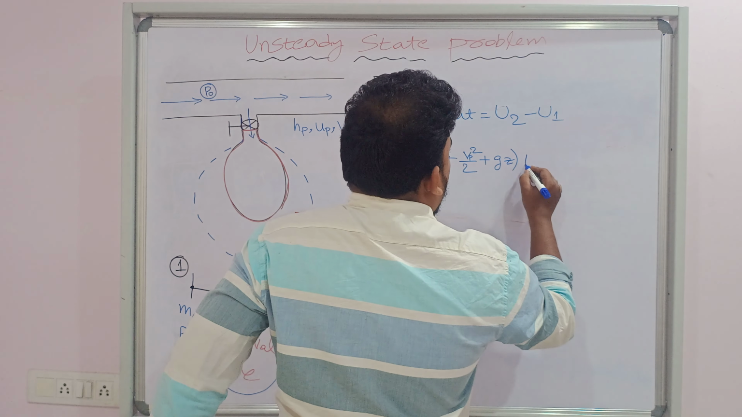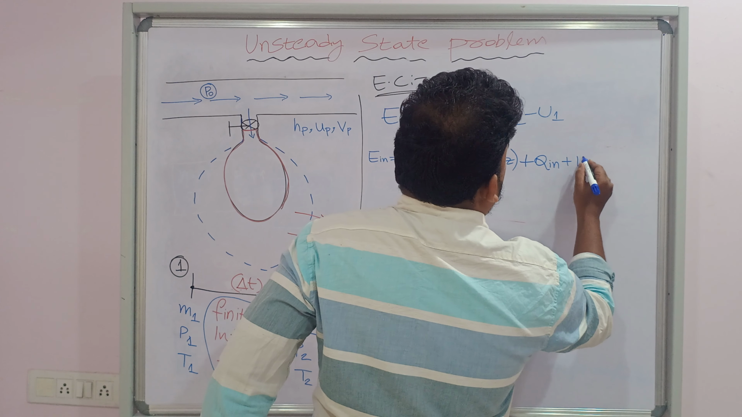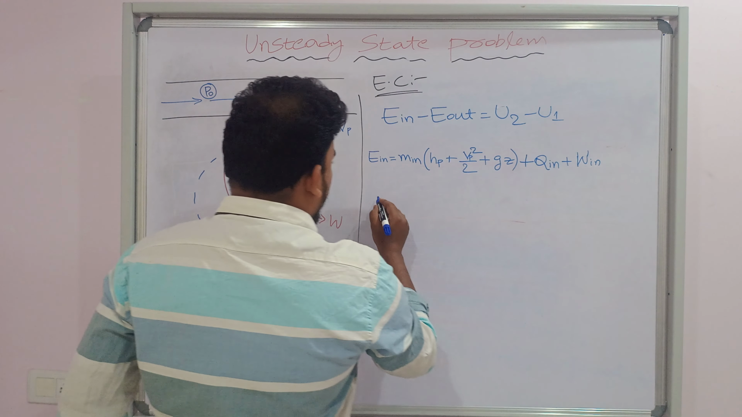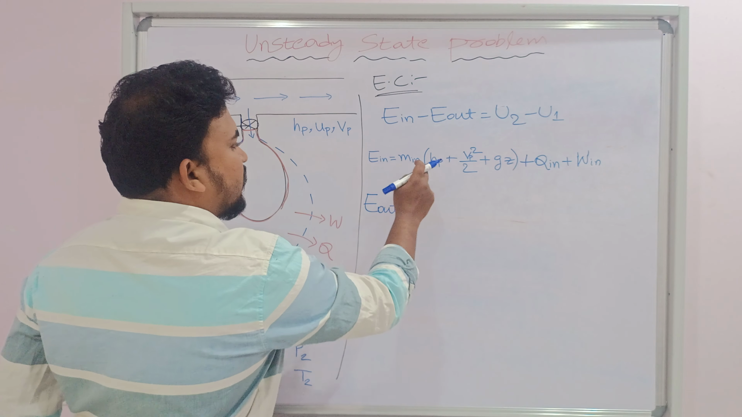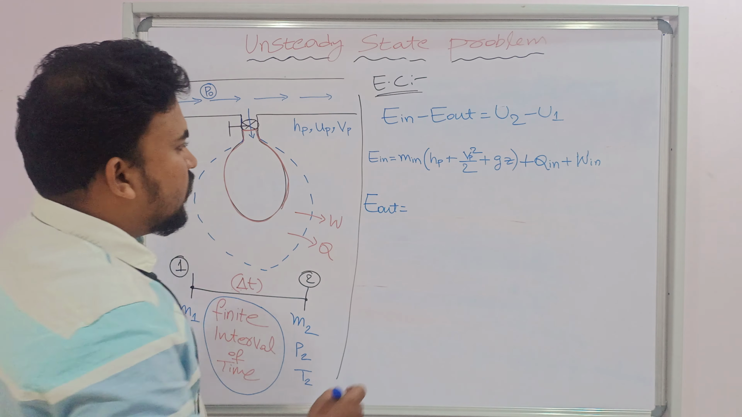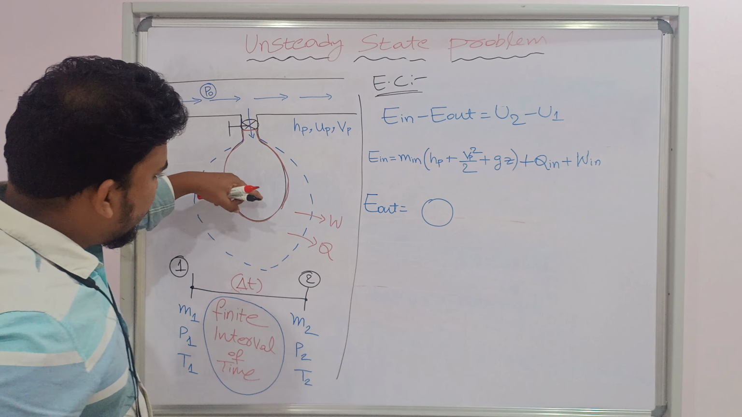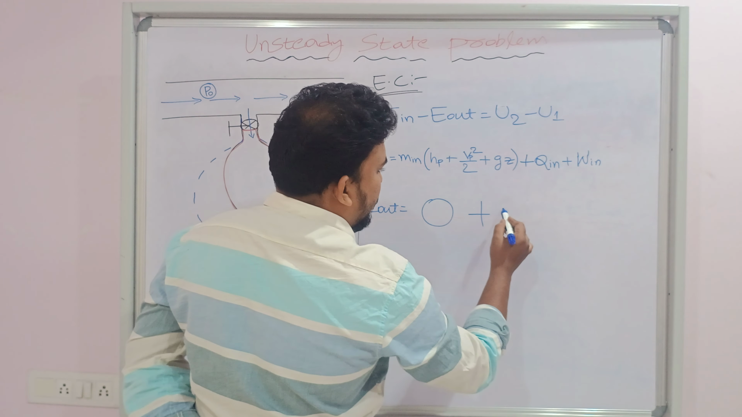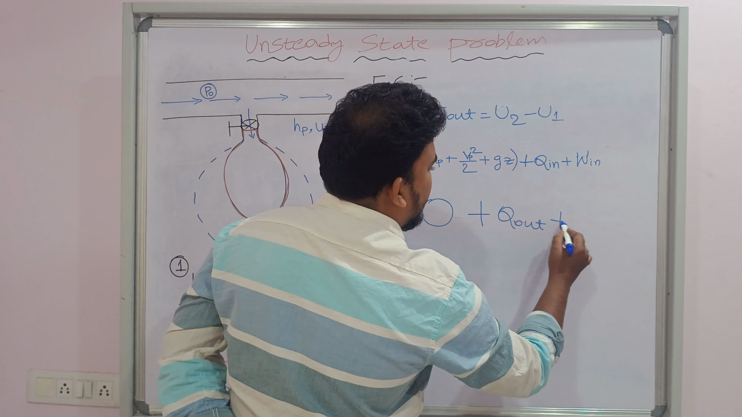And Q into the system plus W into the system. Okay, and energy out. Similarly, I can write, there is no mass out of the control volume, so all those terms will be 0. Correct? There is no mass out from the control volume for this condition. 0 plus Q out plus W out.